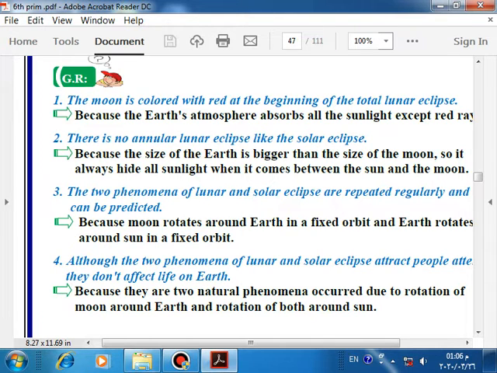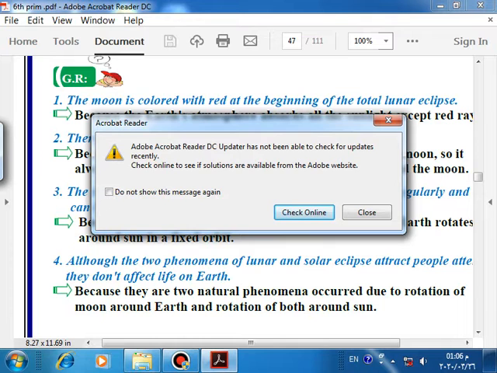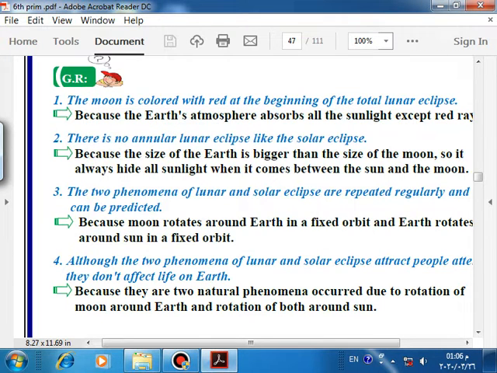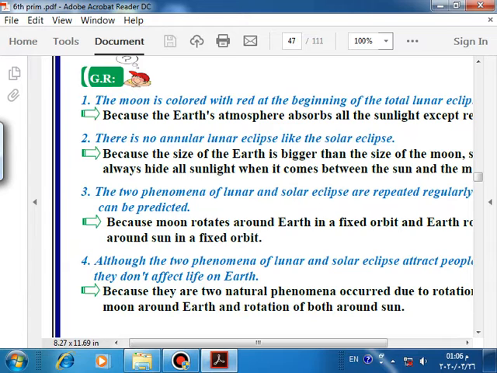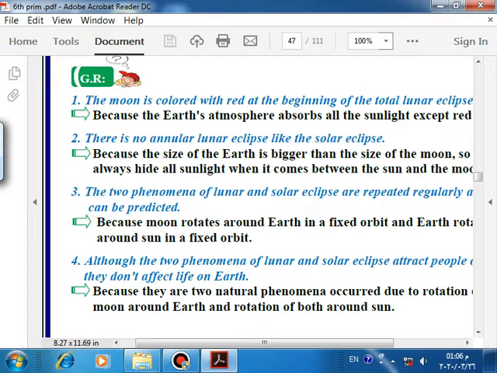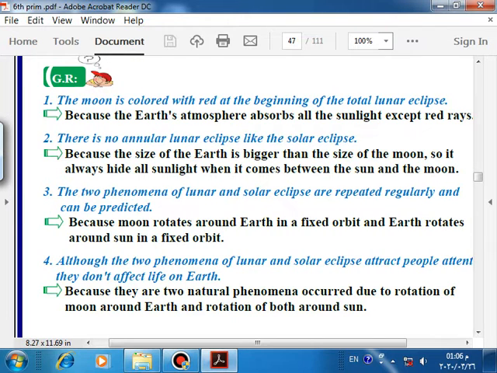Why is the moon colored red at the beginning of the total lunar eclipse? Because the Earth's atmosphere absorbs all the sunlight except the red color. Again, because the Earth's atmosphere absorbs all the sunlight except red rays, infrared rays.